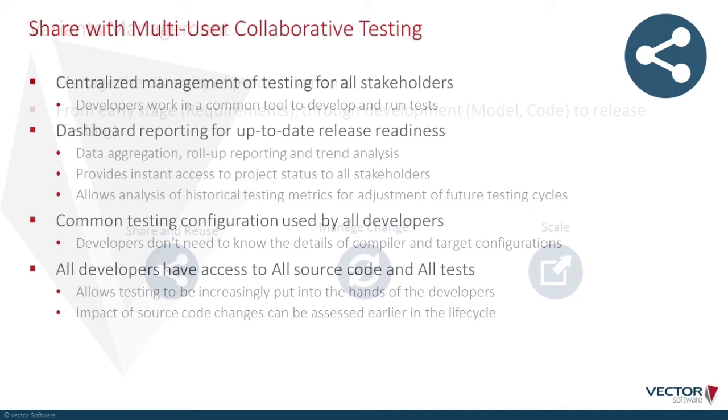So sharing of information is all about multi-user collaborative testing. And what does that mean? Well, that means centralized management of the testing for all the stakeholders. So having all your developers and your testers work in a common environment so they can see what other people are doing. We have access to information. And then having dashboards and reports that can automatically aggregate and roll up that information so that management can see at any one point in time what's going on across the entire code base.